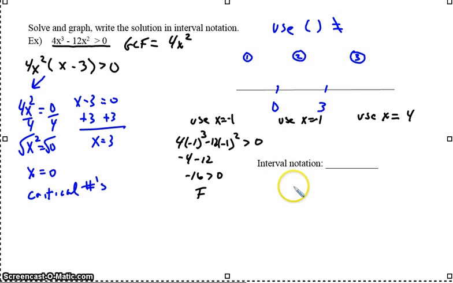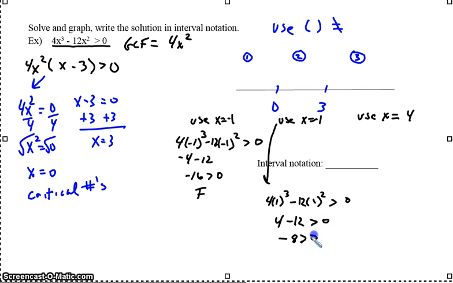Moving to the next one, I'll do the work down here so I don't write over that blank. We'll do 4 times 1 cubed minus 12 times 1 squared. Is that greater than 0? This is going to give me 4 minus 12, which is negative 8. Negative 8 is not greater than 0, so that's also false.